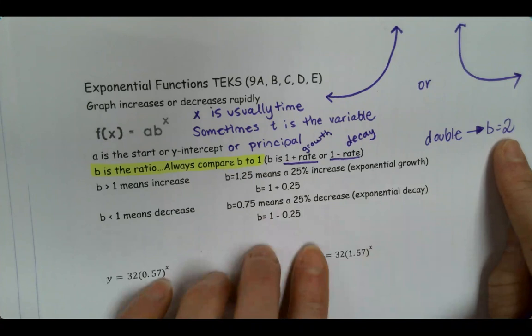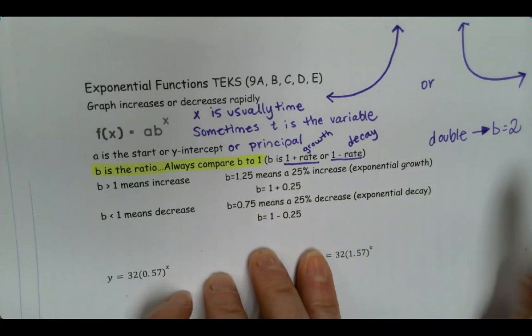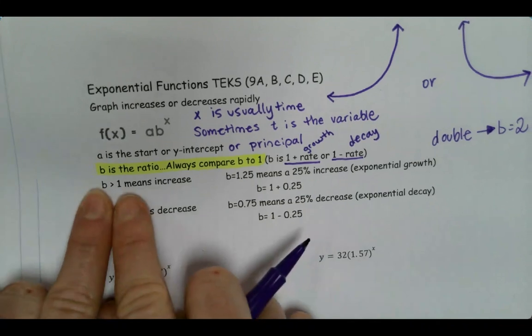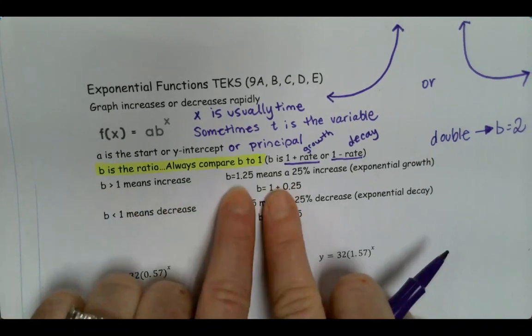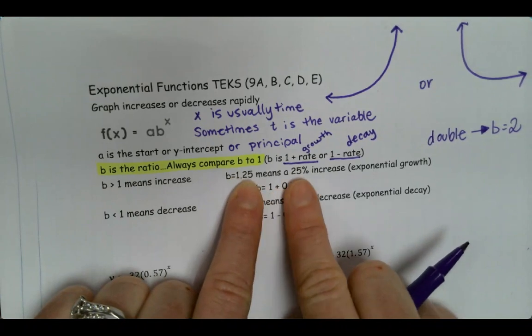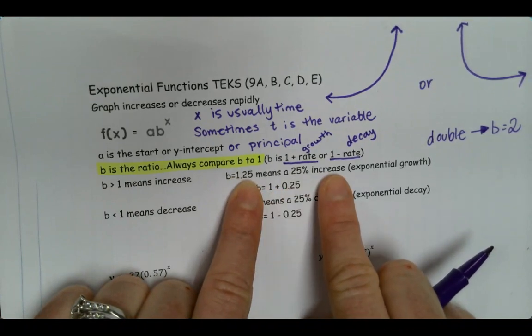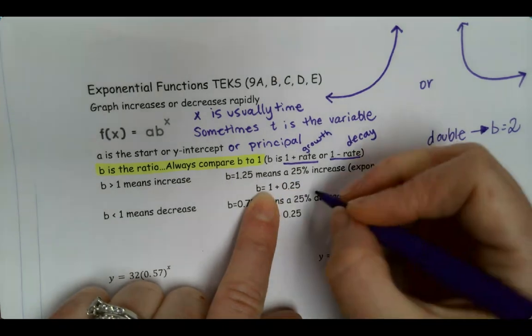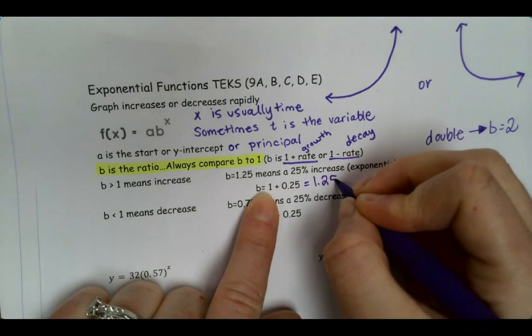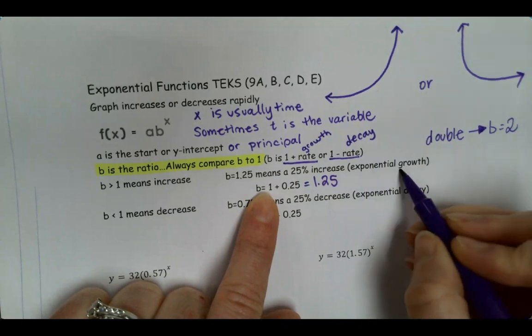But if it gives you a percent increase or decrease, you're either going to add it to 1 or subtract from 1. So B greater than 1 means increase. So 1.25 means a 25% increase because you would do 1 plus 0.25, which is 1.25. So that's an increase. Exponential growth.